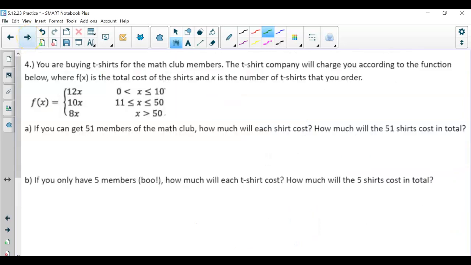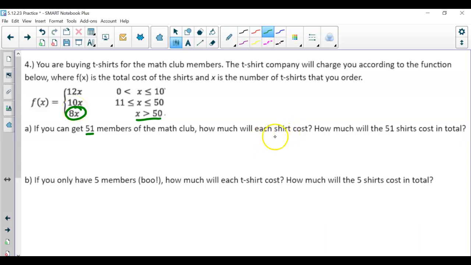So now for here, we are using this piecewise to answer these two questions. For example, talking about t-shirts, if you can get 51 members of the math club, how much will each shirt cost? So looking at the 51 members here, which is greater than 50, notice we're using 8 times x.